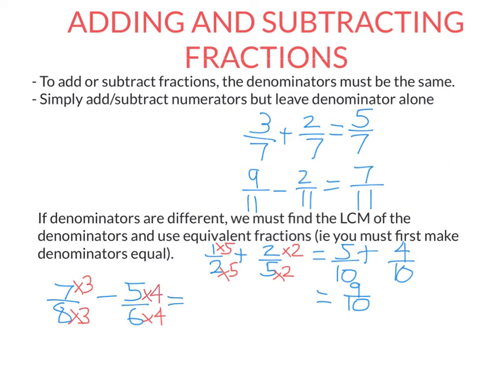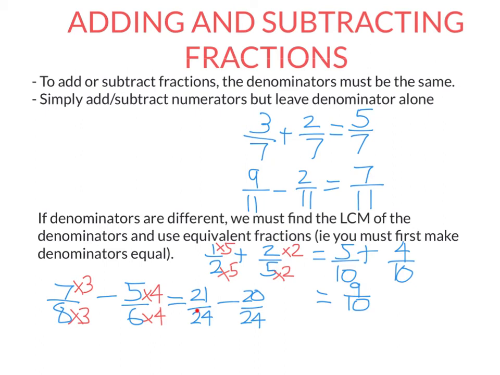So now I'm going to go 7 times 3 is equal to 21. 8 times 3 is equal to 24. 5 times 4 is equal to 20. 6 times 4 is equal to 24. Now, I've made equivalent fractions, so 21 over 24 and 7 over 8 are the same number, both equal to 0.875. These two are the same number, both equal to 0.83.